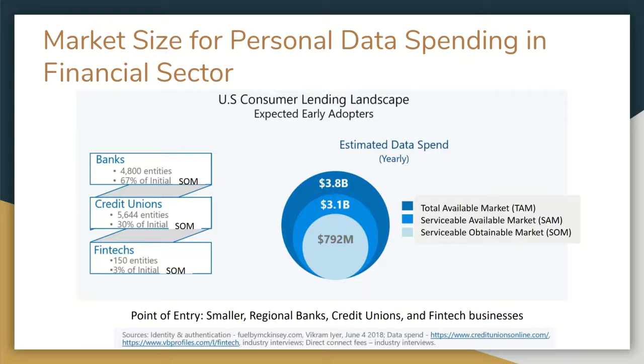So for the market size for personal data spending, this number looks to be about $792 million for our serviceable obtainable market. It primarily consists of banks, credit unions, and fintechs, and is also constructed from several assumptions, specifically from market sizes and activities such as personal data spending. For our point of entry, we specifically want to target smaller and regional banks as well as smaller financial institutions because they're more nimble and more receptive to operational costs as well as other pain points.